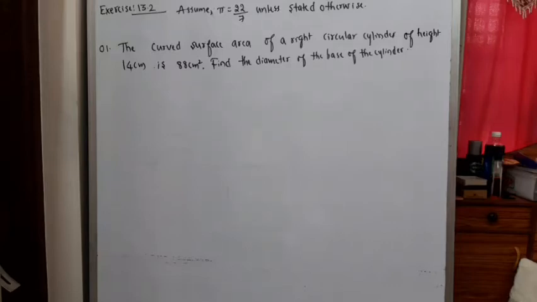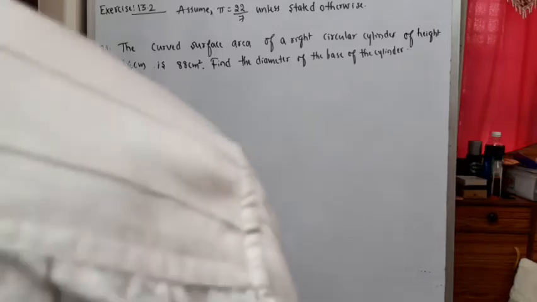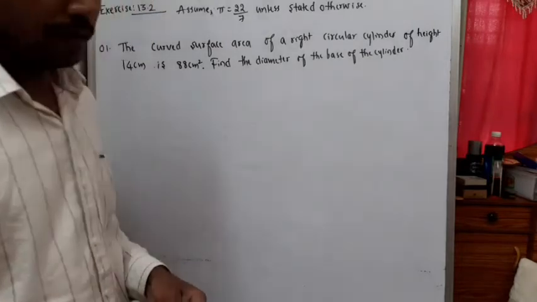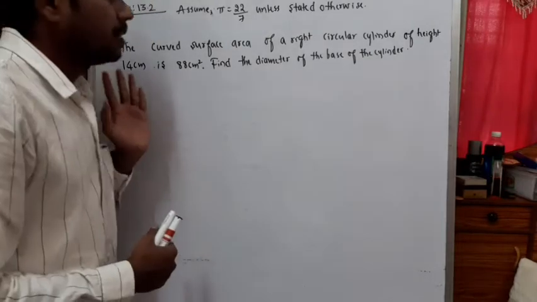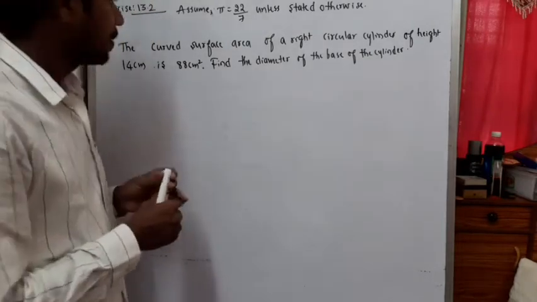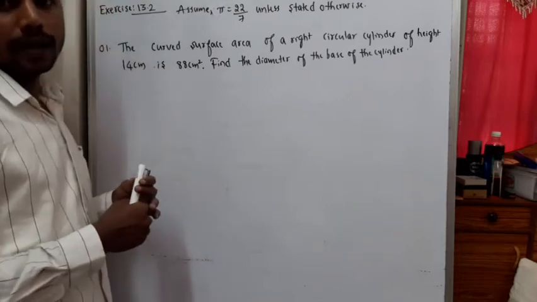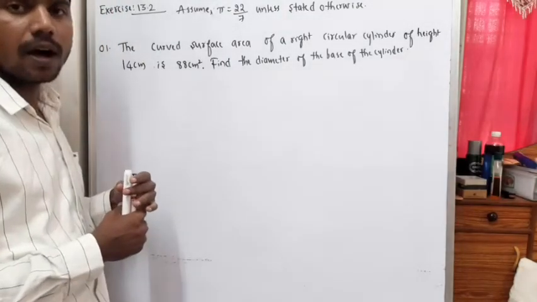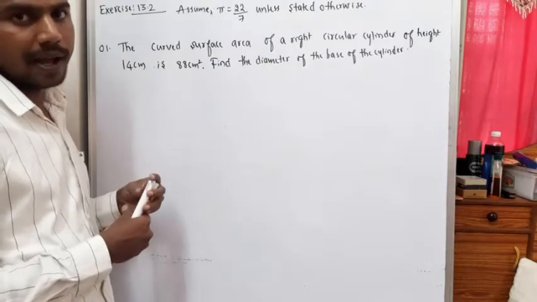So exercise 13.2, assume pi is equal to 22/7 unless stated otherwise. These are the problems based on the cylinder. So what is the formula to find the curved surface area of a cylinder? That is 2 pi r h.